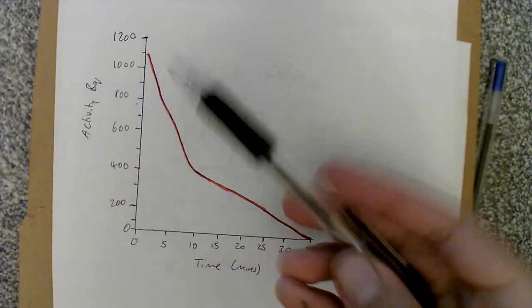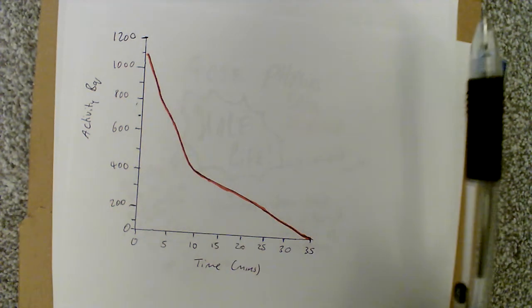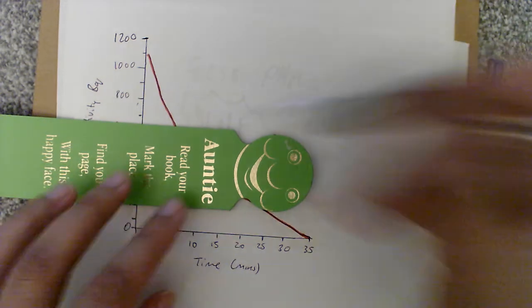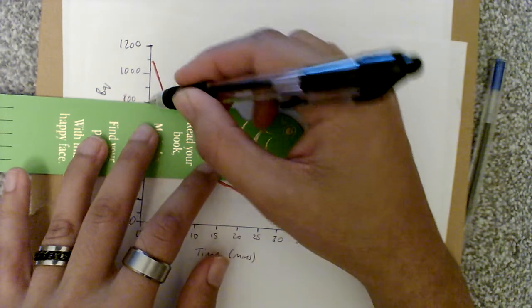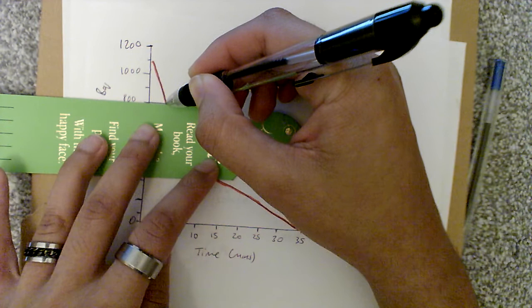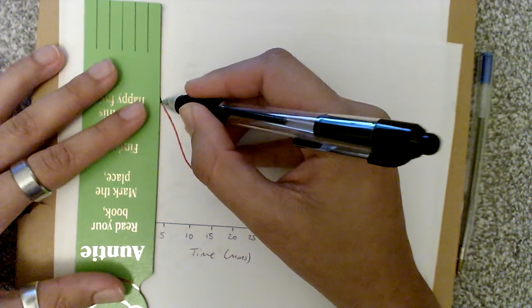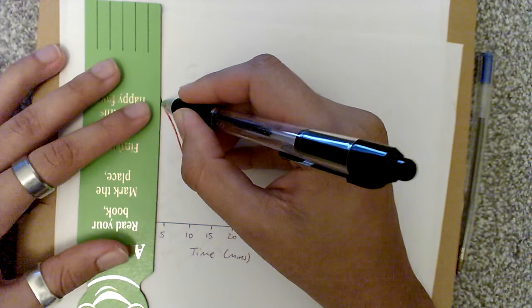If I asked you a question, what's the time of the radioactive substance, or how long does it take for it to decay if it has an activity of 800 BQ, how would you work that out? So you get your ruler. In this case, I don't have a ruler, I have a bookmark, but you will have a ruler in the exam. Find 800, go across, then you go down as accurately as possible.